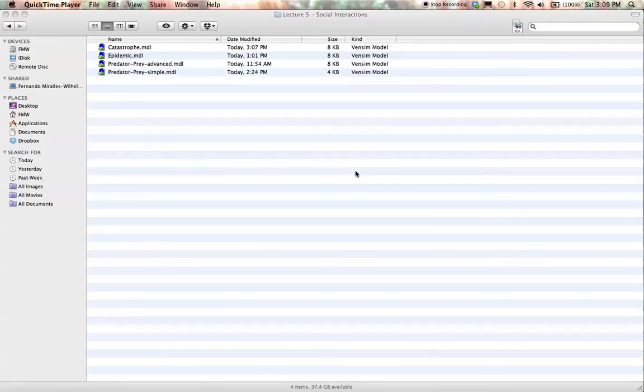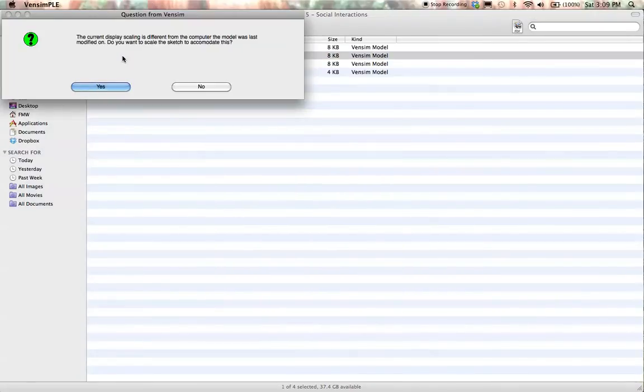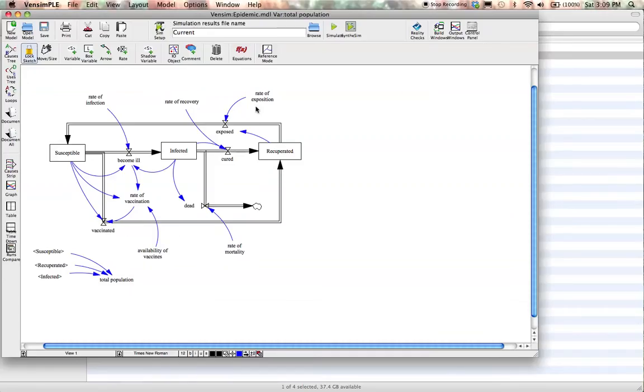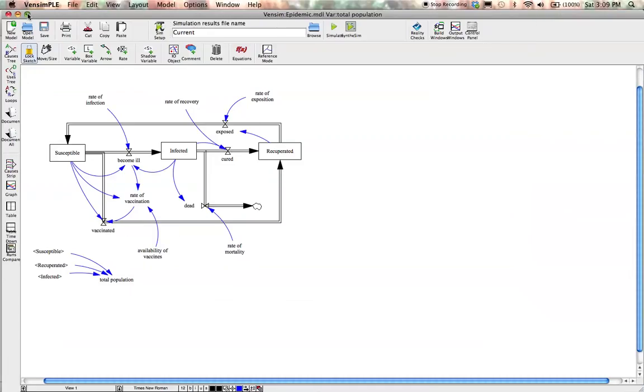So we're back here to our Lecture 5 Social Interactions directory, and we're going to be looking now at the epidemic model. So I'm going to open that up and fire it up in Vensim. Let's look at this model scaled as it is. This model is a slightly more sophisticated version of the three cohorts, susceptible, infected, and recovered or recuperated stocks that we saw earlier.